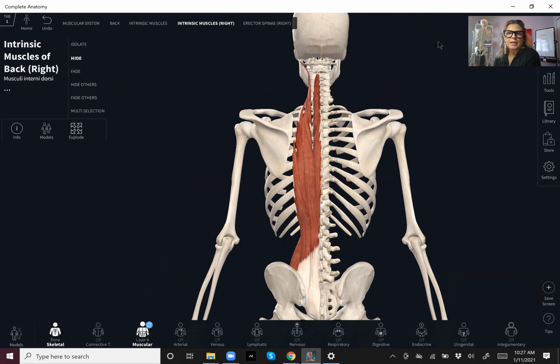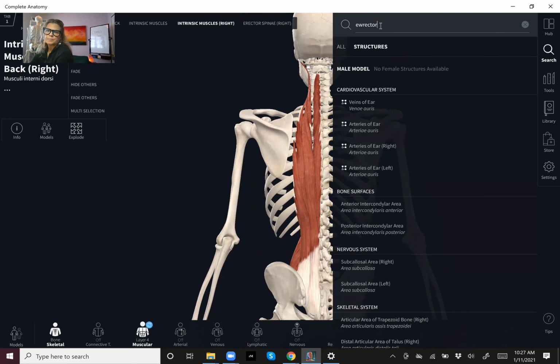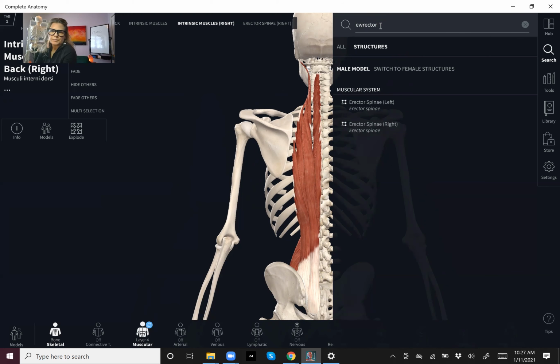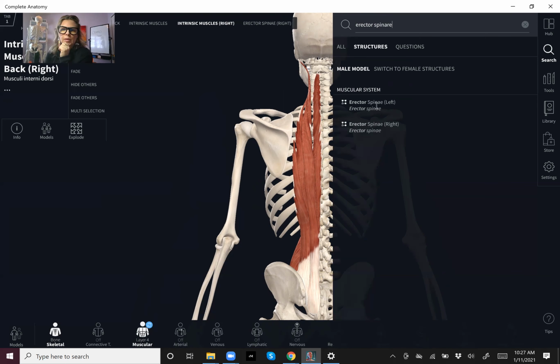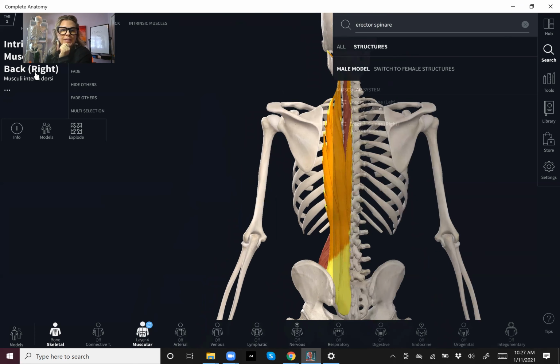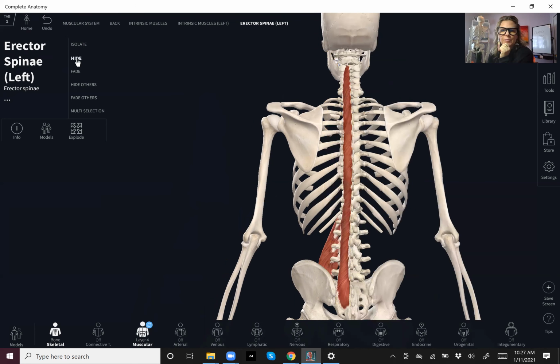We're going to go in and look at the next muscle that also contributes to extension as well as postural muscles. So let me highlight this guy and then I'm going to hide him for us. And you'll see the next layer of muscle.